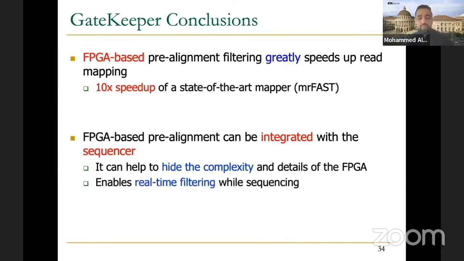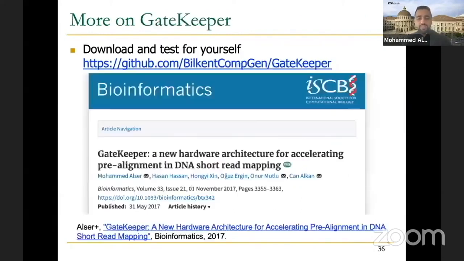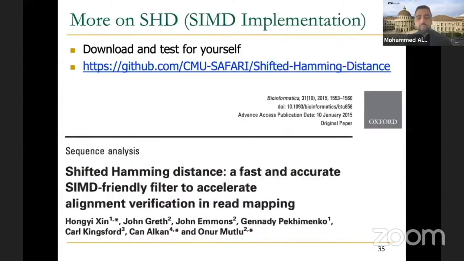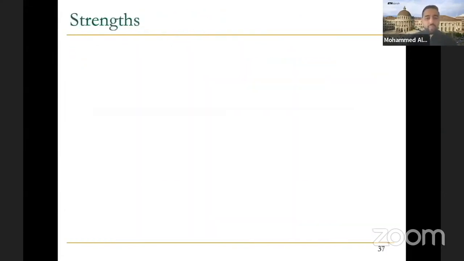And this provides two benefits. First, hiding the complexity from the user and doing real-time filtering. That's why this is the shifted Hamming distance paper published in Bioinformatics. This is GateKeeper, published also in Bioinformatics in 2017.